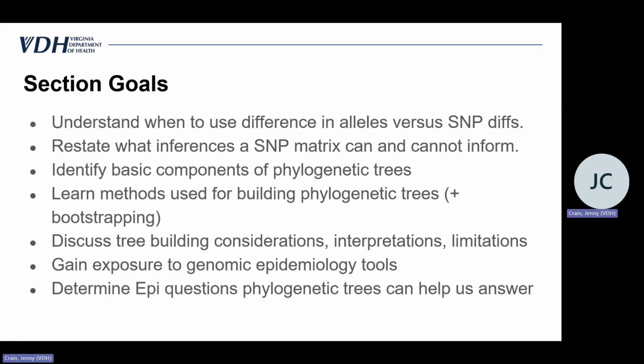So this is the last lesson in this series of 4, and our section goals today are to understand when to use differences in alleles versus SNP differences, to restate what inferences a SNP matrix can and cannot inform, identify basic components of phylogenetic trees, to learn some methods used in building phylogenetic trees, and discuss tree building considerations, as well as to gain some general exposure to genomic epi tools. And finally, we'll talk about the epidemiologic questions that phylogenetic trees can help us answer.